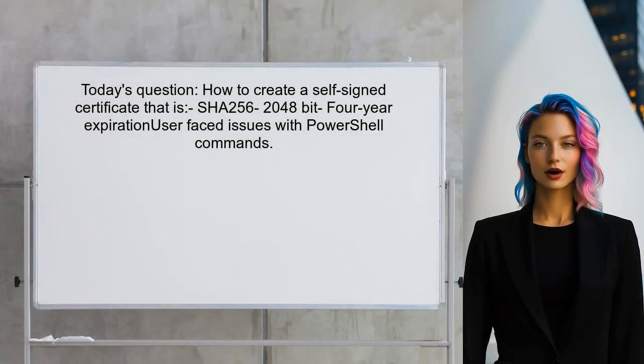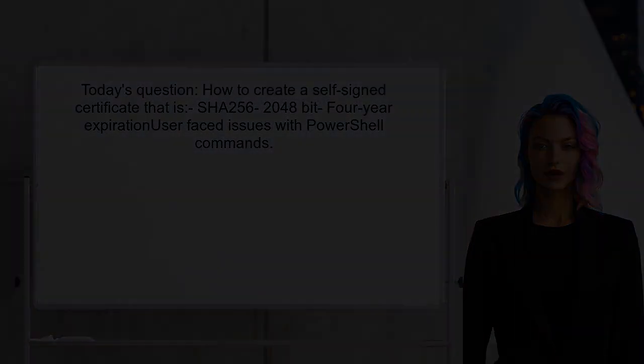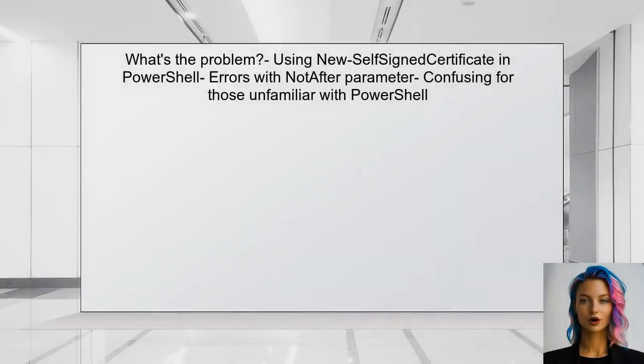Here's the specific question we're addressing today. One user asked how to create a self-signed certificate that is SHA256, 2048-bit, and has a 4-year expiration. They mentioned running into issues with PowerShell commands and not being able to find a solution that meets all their criteria. So what's the problem here?